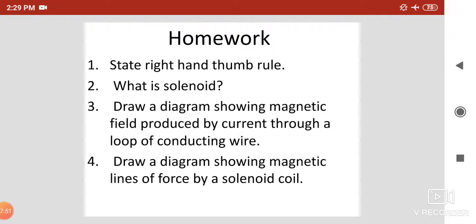After studying the magnetic field produced by a solenoid, and before that the magnetic field produced by a loop of wire, and before that the magnetic field produced by a single wire, now go through the video and write the homework which is displayed on the screen.